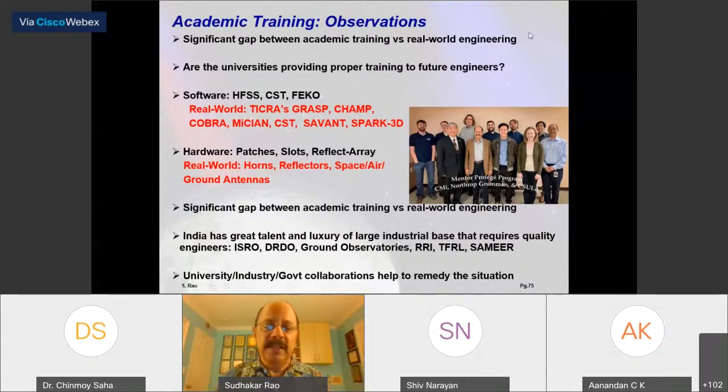In India, I think you have some programs like that, maybe in IIST or with ISRO and DRDO collaboration. India actually has great talent. Whenever I come to India, I feel that the students are much more motivated and want to learn a lot. Here, people sometimes may not be that motivated. You have very good talent, and with the support of the industry, you guys can do wonders. ISRO and DRDO have very good ground observatories, RRI, Raman Research Institute, TIFR, SAMEER, etc.